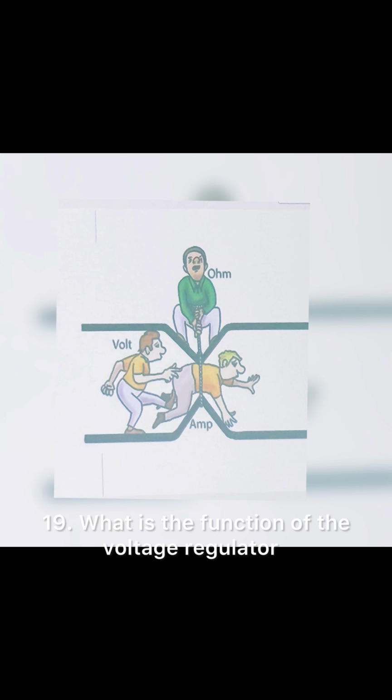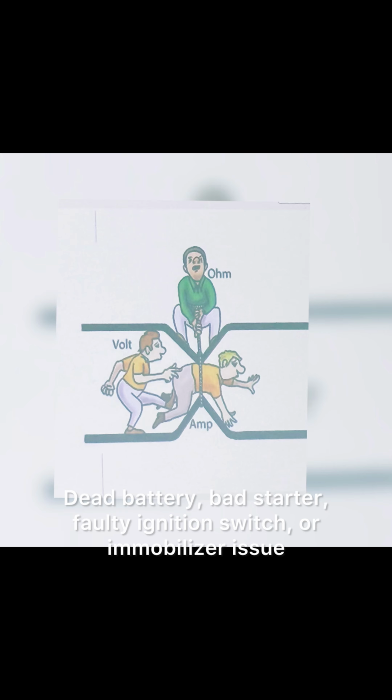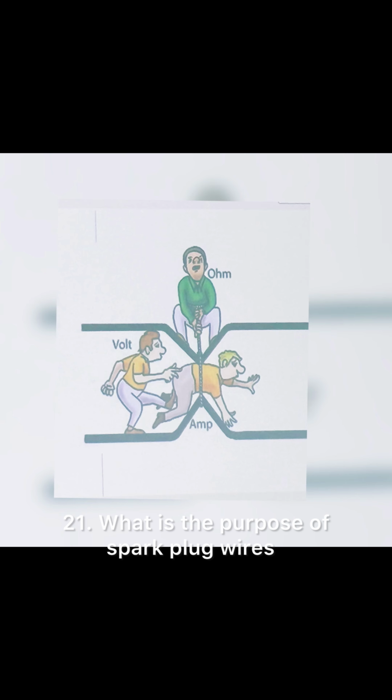19. What is the function of the voltage regulator? Maintains alternator output voltage within safe limits. 20. What causes a no-start condition but lights work? Dead battery, bad starter, faulty ignition switch, or immobilizer issue. 21. What is the purpose of spark plug wires? Deliver high voltage from ignition coil to spark plugs.